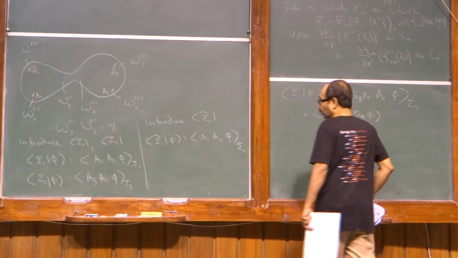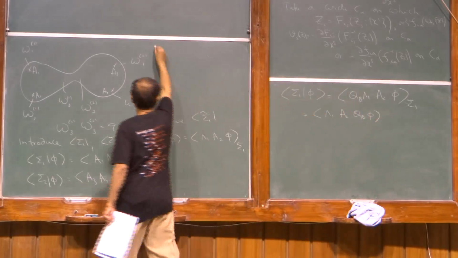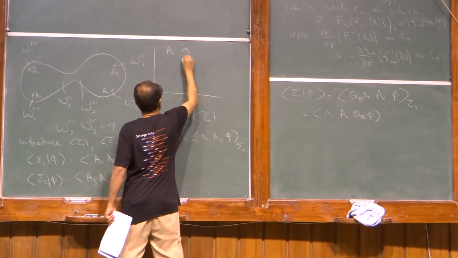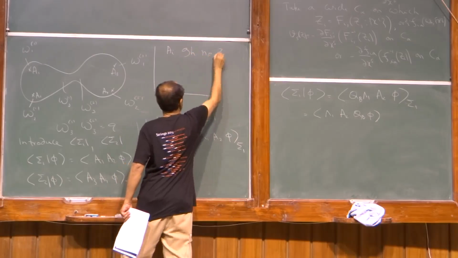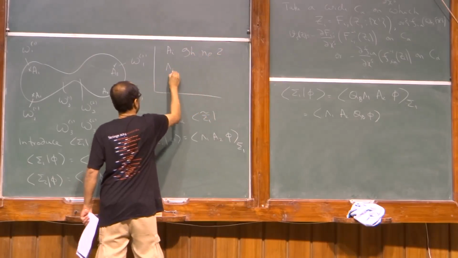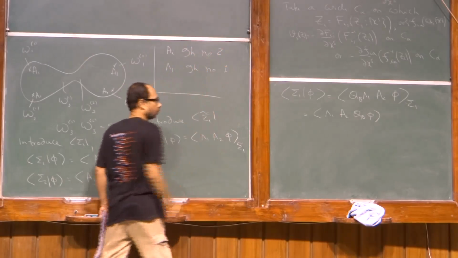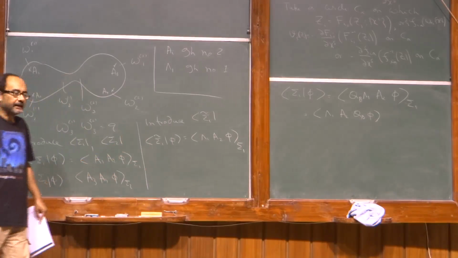I should have said something more. We take the Ai's to be ghost number 2 and lambda 1 to be ghost number 1. I could have worked with other ghost numbers, but again, let's be very specific.